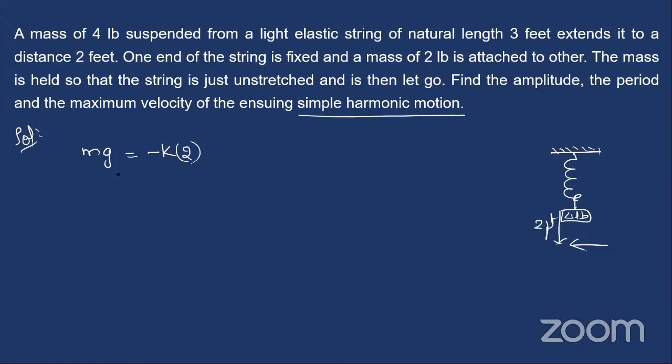That's how you can see mg is equal to minus k into e. And what is the mass you are given in this? You see, you are actually attaching a 4 lb mass. That's how it is 4. And what may be the acceleration due to gravity?